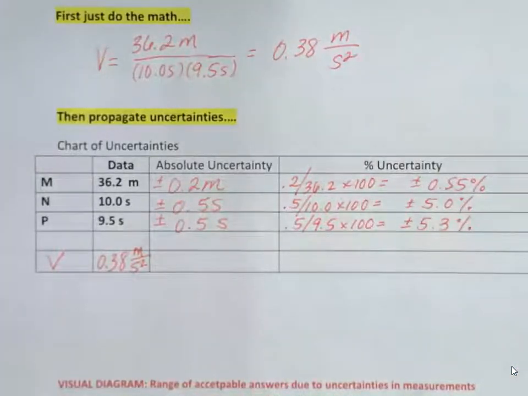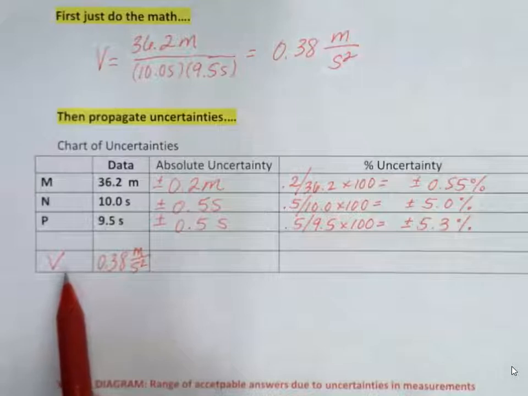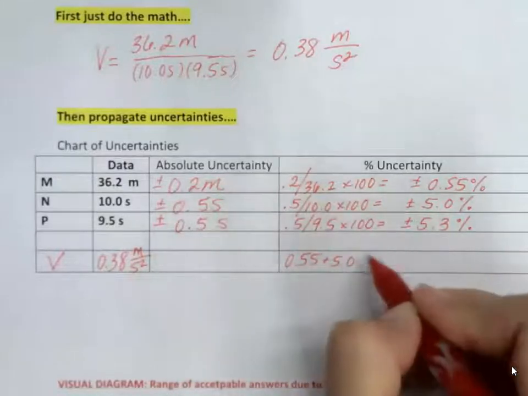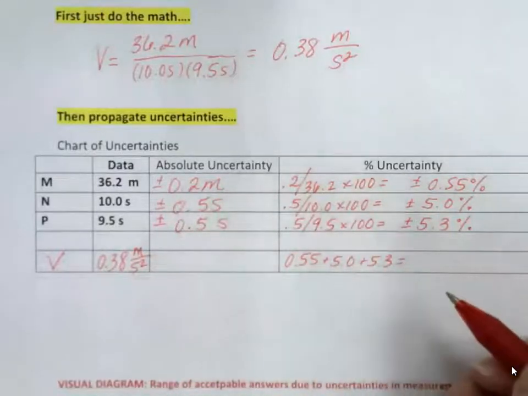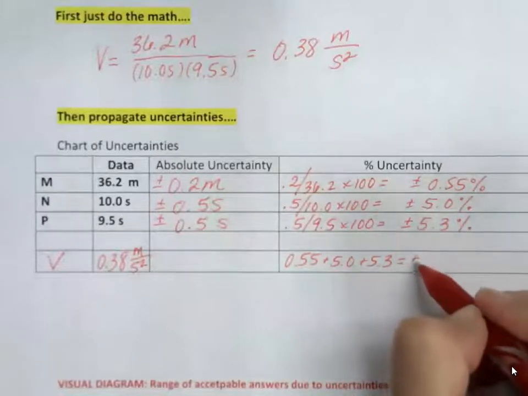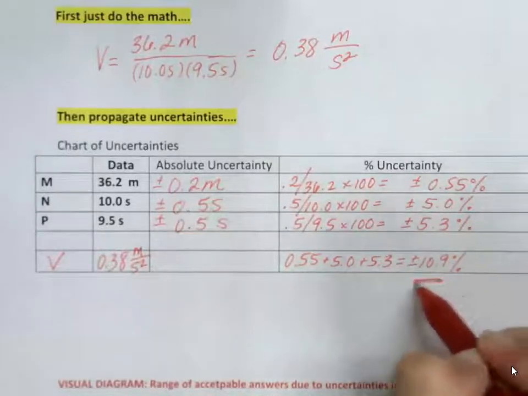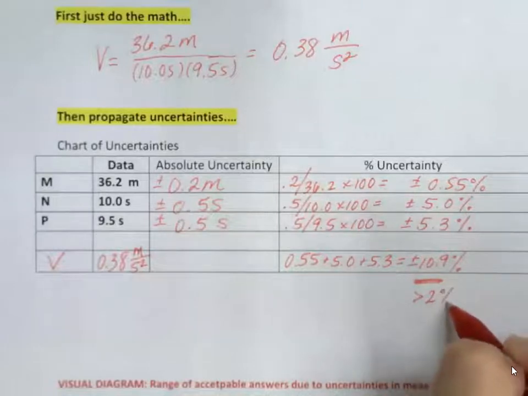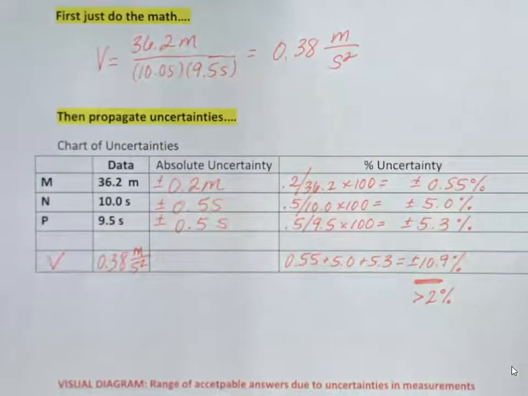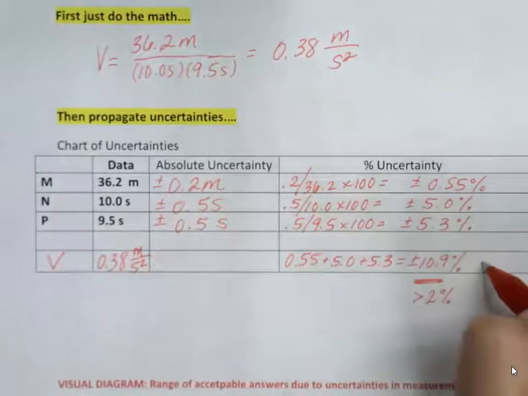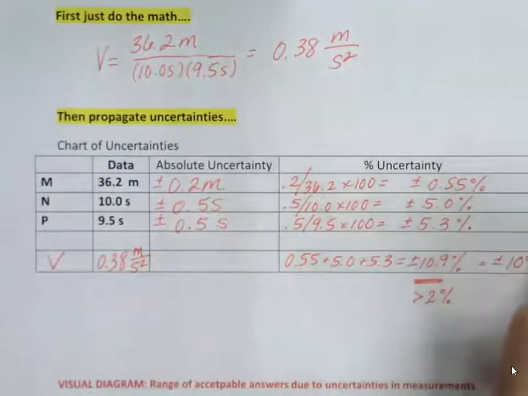You'll see when I calculated my percent uncertainties, I allowed all of them to have an extra sig fig, because now that I'm going to calculate the uncertainty for V, I'm going to add those all together: 0.55 plus 5.0 plus 5.3. And when I do that, I get the answer of plus or minus 10.9%. So this number is greater than 2%, which means I'm going to round it to 1 sig fig. So 10.9 rounded to 1 sig fig, that's rounding to the tens place, is plus or minus 10%.